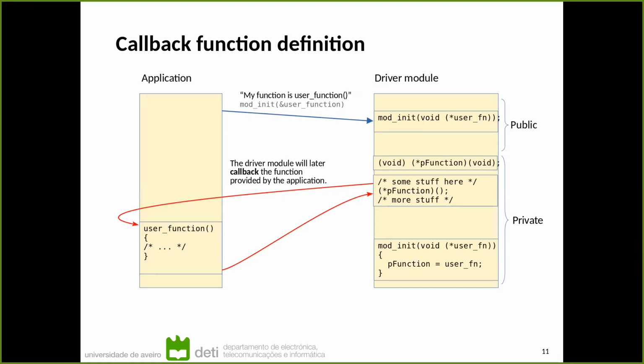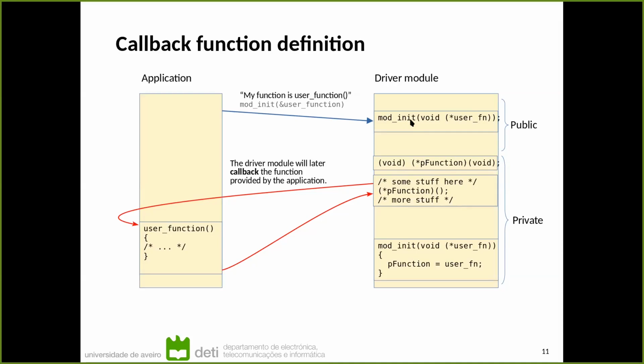So how does it work in the model? First, in the public section of the model, I must announce some function to initialize the callback so that it can receive the indication from the application. And what the application will do is to call this function and provide the address of the application code. And this is implemented in the private section by a function pointer.